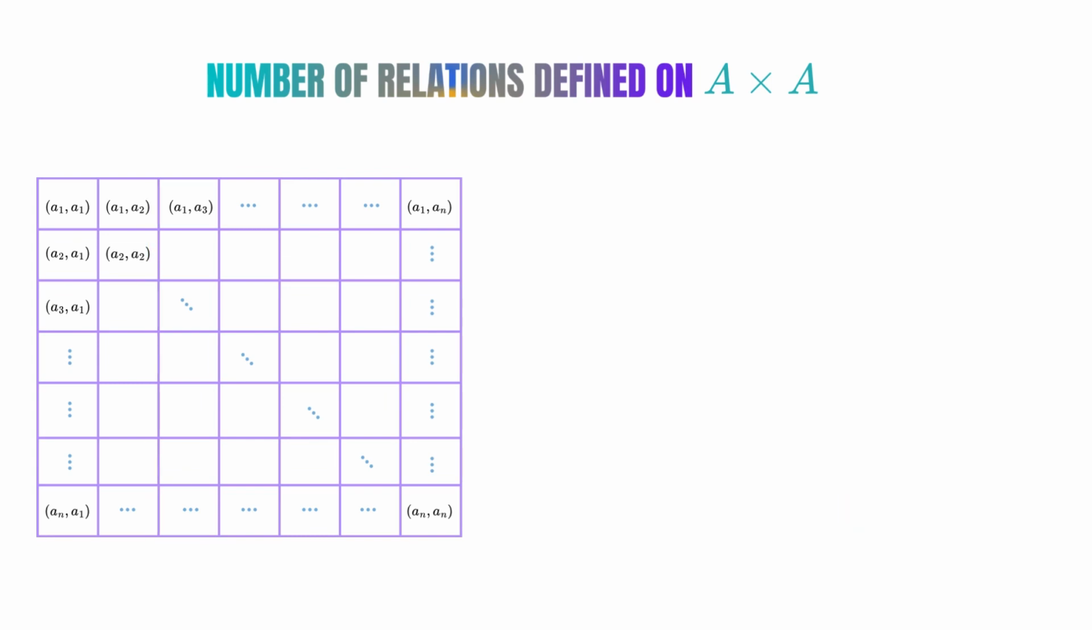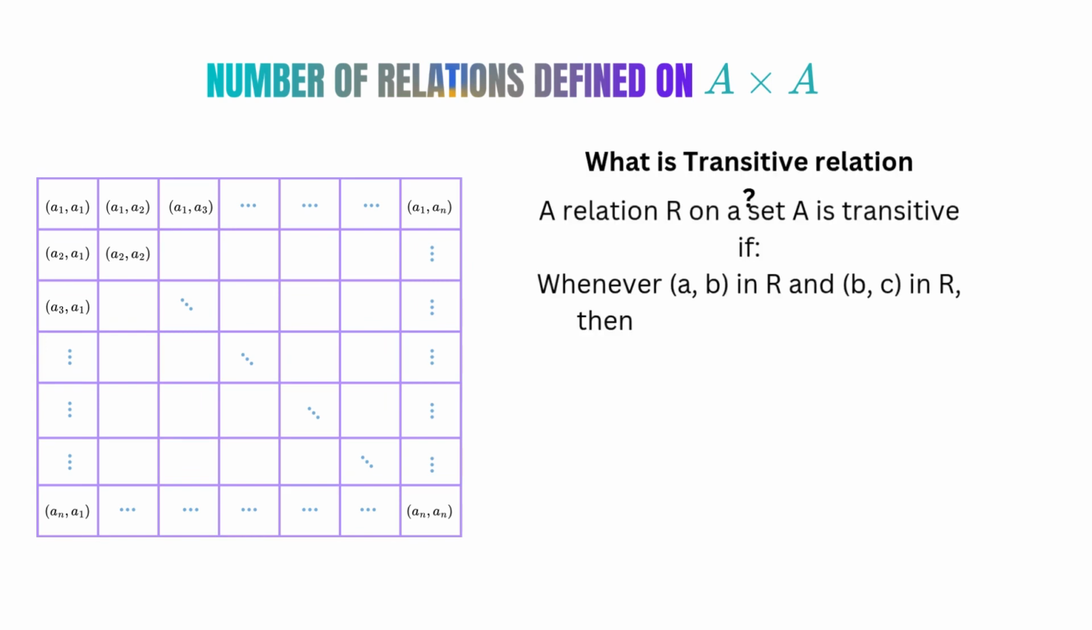Let's talk about transitive relations, and why they're so mysterious when it comes to counting. A relation R on a set A is transitive if, whenever (a, b) in R and (b, c) in R, then (a, c) must also be in R. Sounds simple? But here's the catch. To check whether a relation is transitive, we look at all possible combinations. But to count all such transitive relations, we can't use a simple formula.